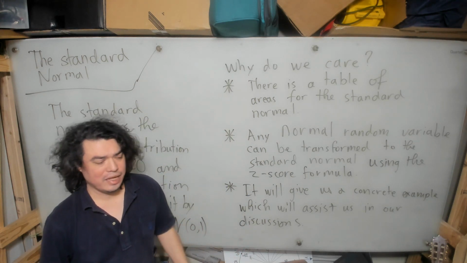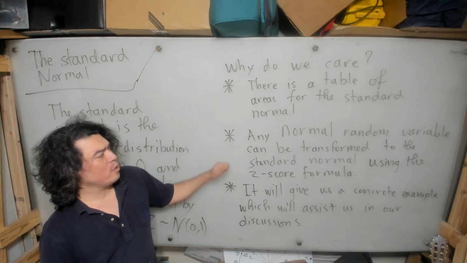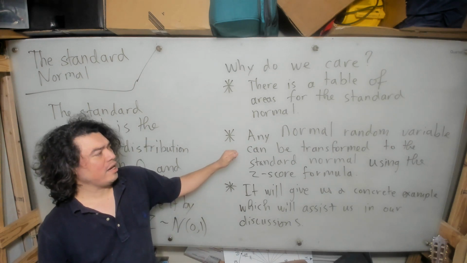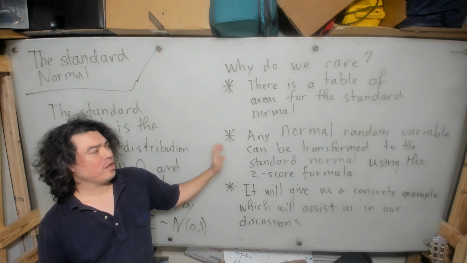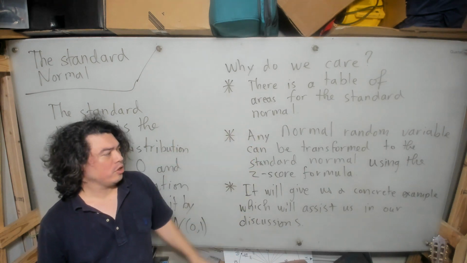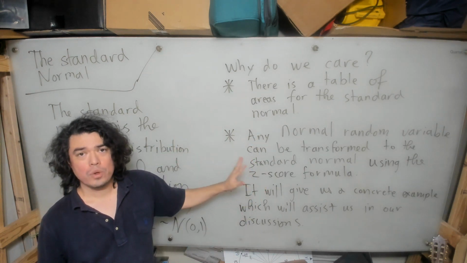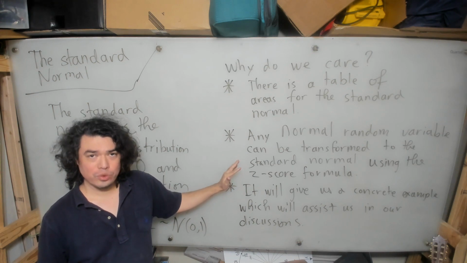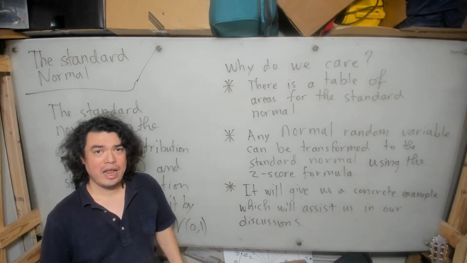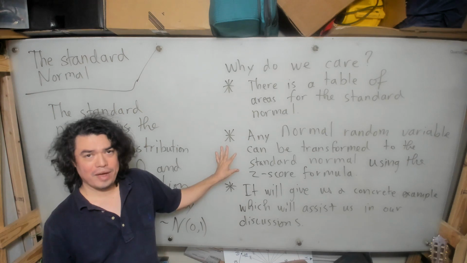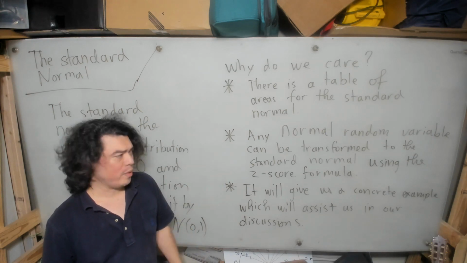Along the same lines, that table would be useless if it wasn't for this property. We can take any normal random variable and we can transform it to the standard normal using the z-score formula. We're going to talk about the z-score formula soon. We're going to see how to use it, and you're going to see what I mean by this statement in a more technical way.